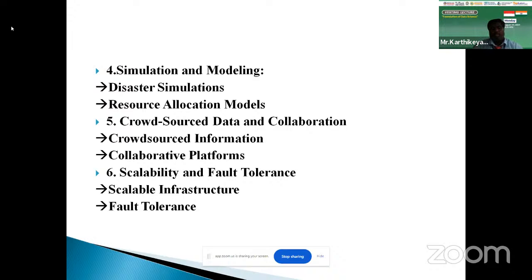And the next one is scalability and fault tolerance. This follows two categories: scalable infrastructure and fault tolerance. Scalable infrastructure dynamically handles the surge in data and processing demand during a disaster. And the next, fault tolerance. Fault tolerance means that if one part of the system fails, others can take over. This resilience is crucial during crises when maintaining operational continuity is essential.